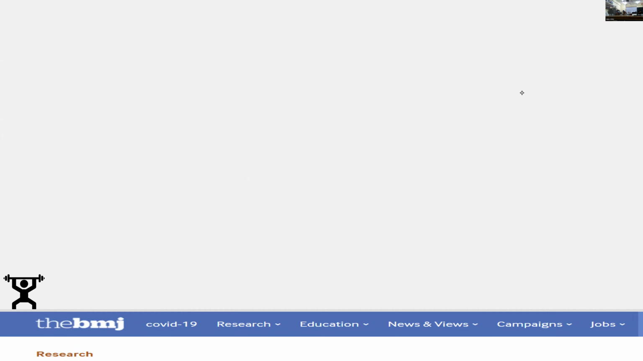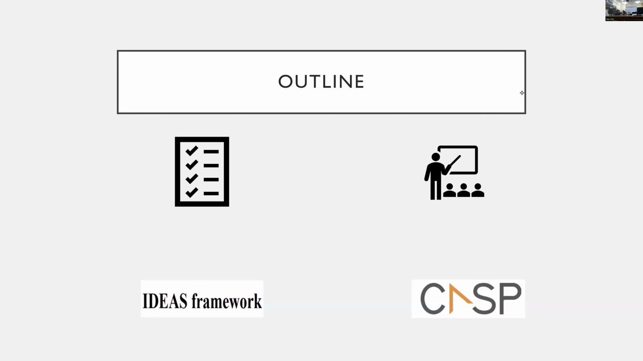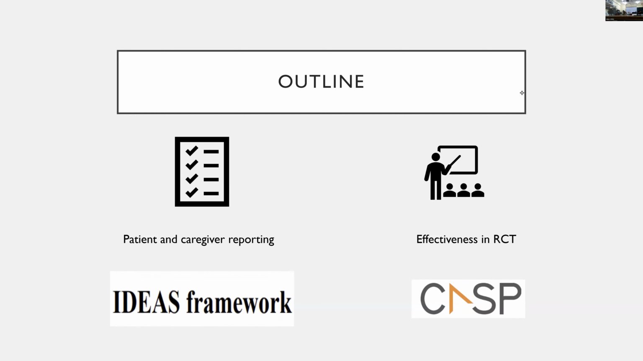This is a study where we'll first look at the development of the complementary encounter and patient decision aid. And how effective was the aid? We will look at that in a subsequent study, which is a cluster randomized controlled trial. This is the outline of the talk today. I'll be looking at patient and caregiver reporting using the IDEAS framework. I'll be looking at the effectiveness, which was tested in an RCT. And today's focus would be on the IDEAS framework.